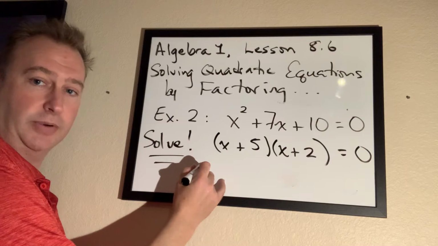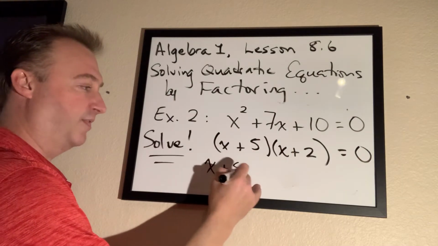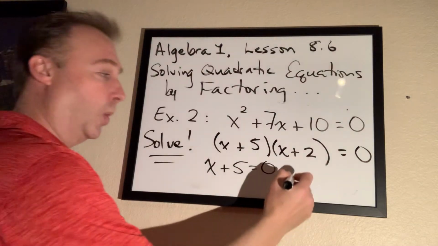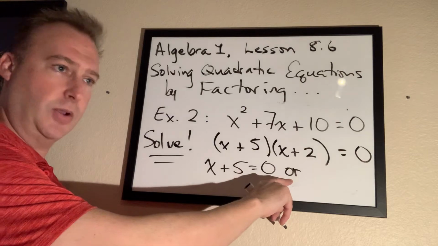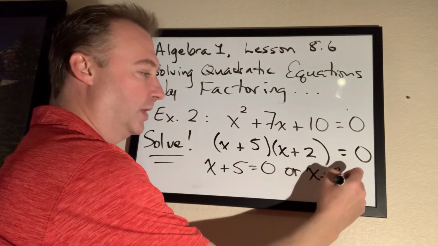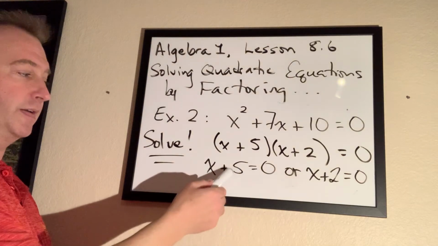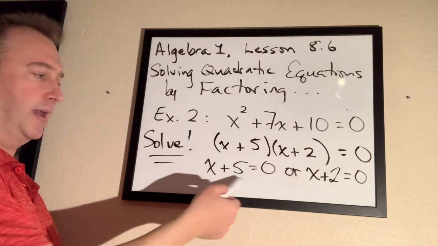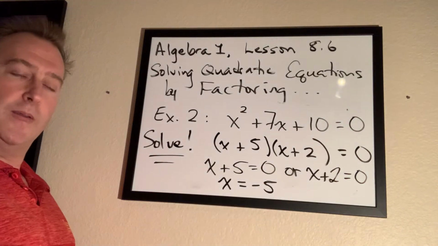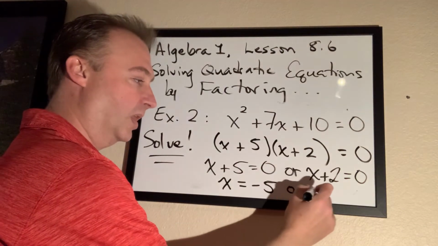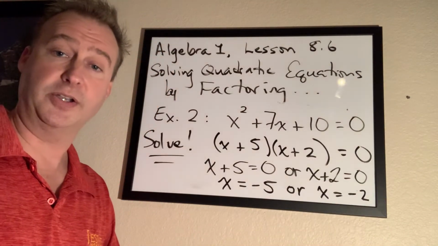And this is how I want you to write this on paper, or on your work, wherever you're doing it: x plus 5 is 0, or, and please do use that word, that is the correct word, x plus 2 equals 0. And then now it's a simple matter of solving as you normally would. Subtract 5 from both sides. What do we get? x equals negative 5, or x equals negative 2.